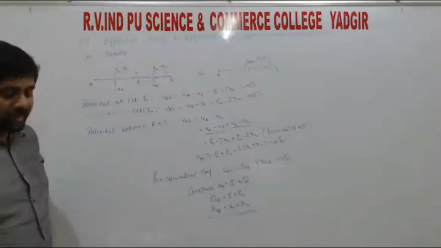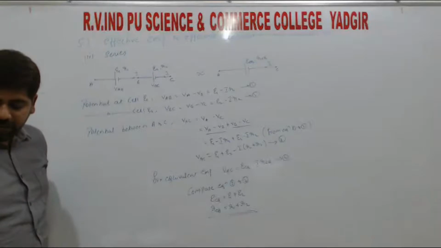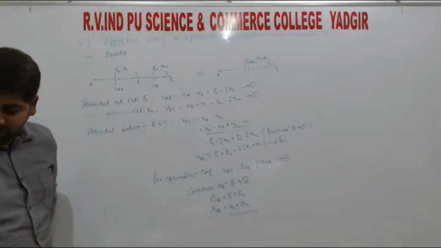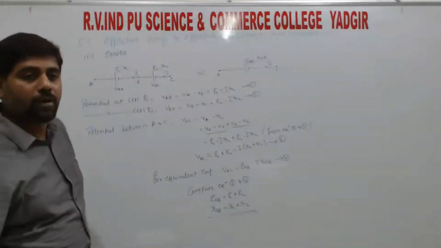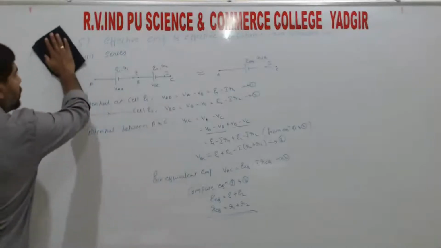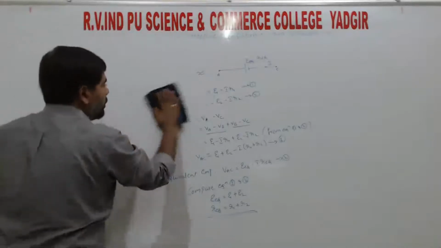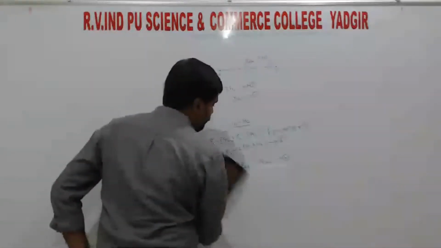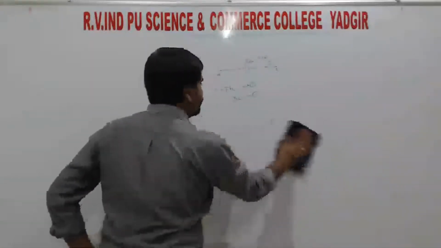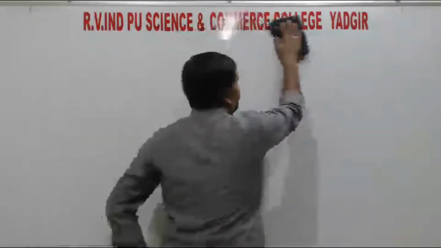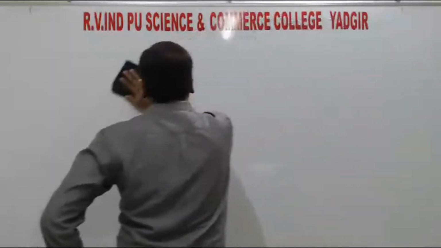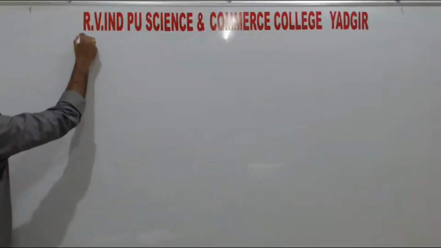Right. So move on to the next question. Deduce the condition for the balance of Wheatstone bridge using Kirchhoff law, right? So that is we are using Kirchhoff's current law and also Kirchhoff's voltage law. So question number 6, right?